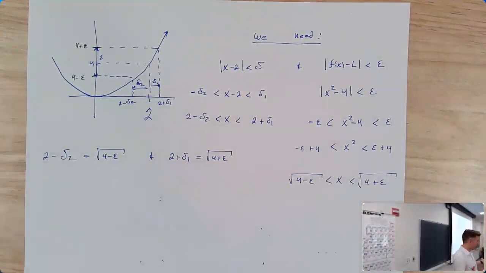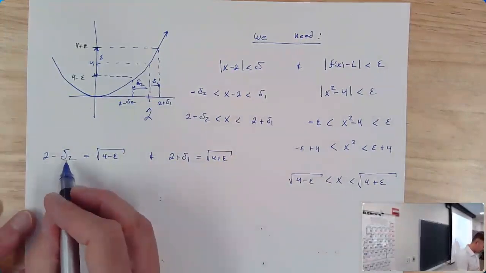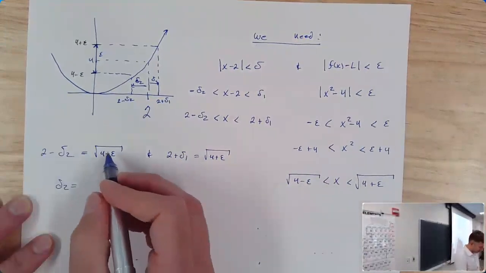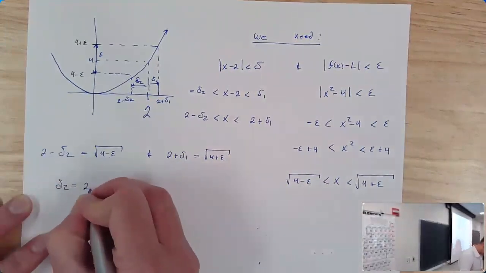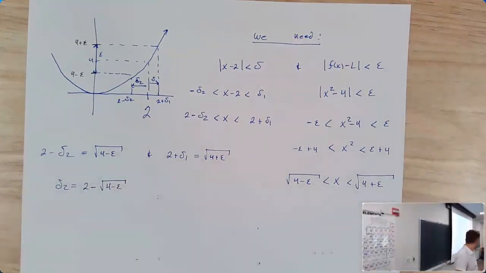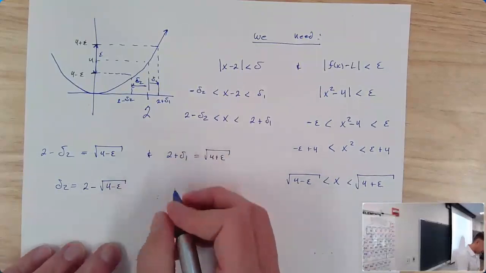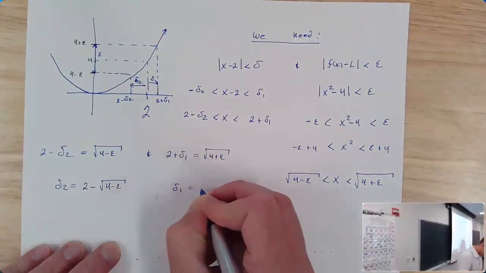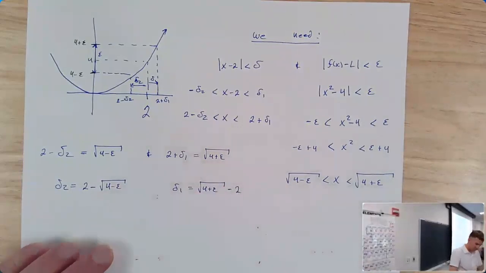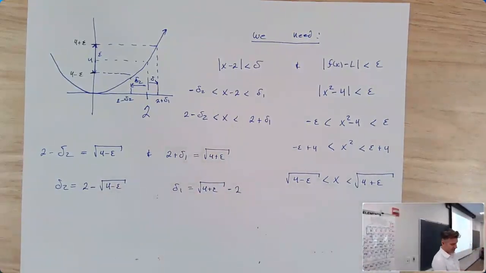So now I'm going to solve for the deltas. Solving for delta 2, I'm going to add it over here and subtract it over there. It's going to be 2 minus the square root of 4 minus epsilon. Over here, delta 1 is the square root of 4 plus epsilon minus 2. And now the question is, which one is smaller?